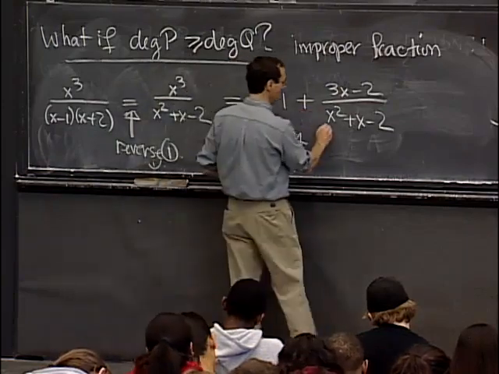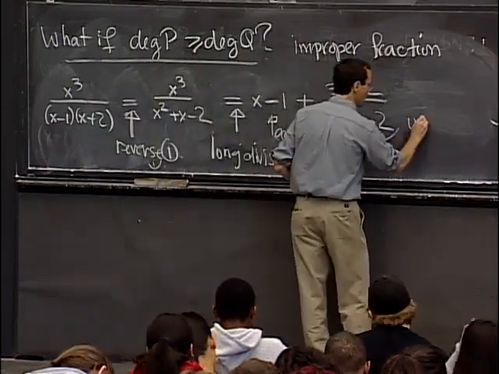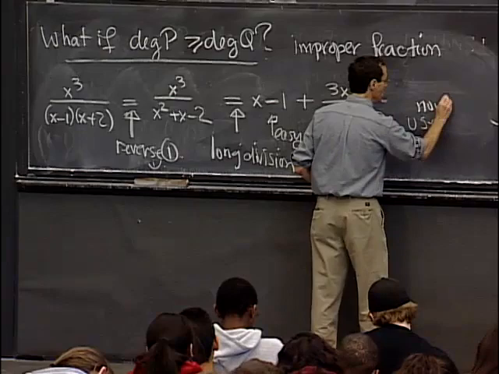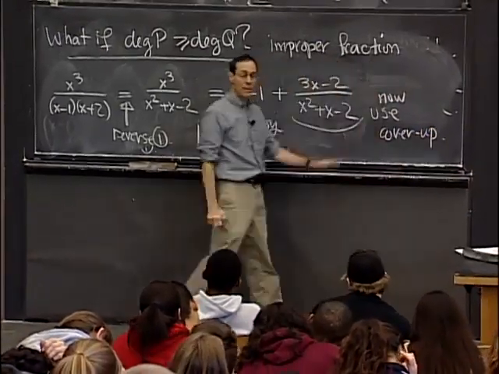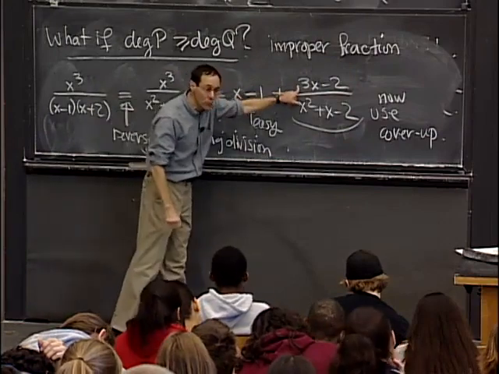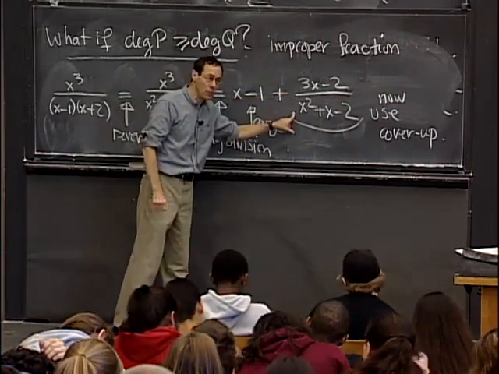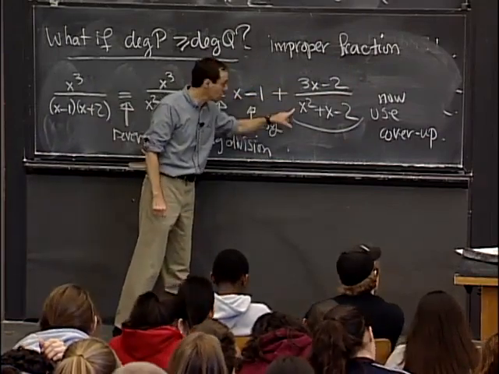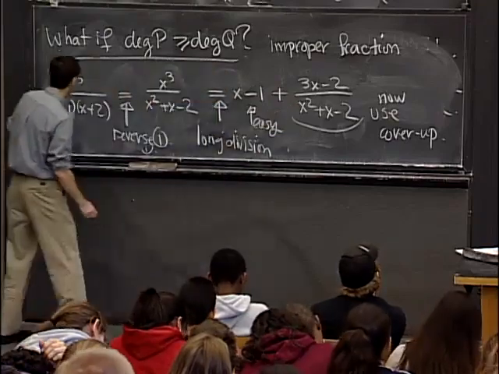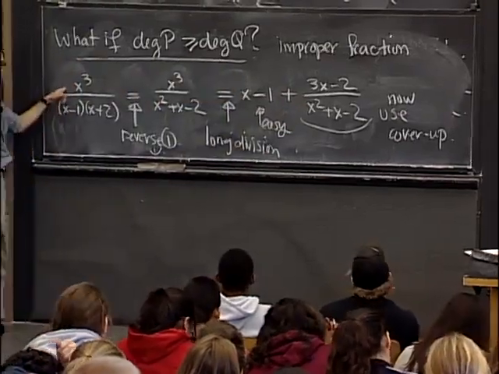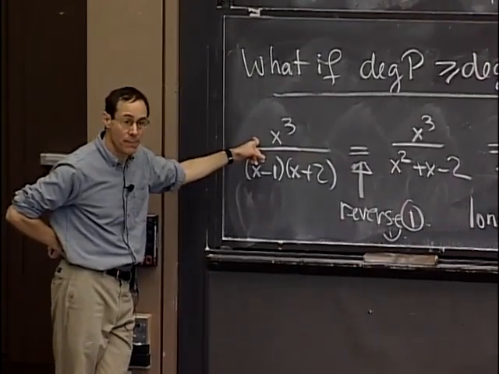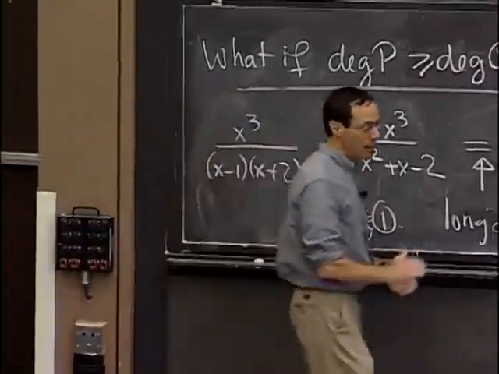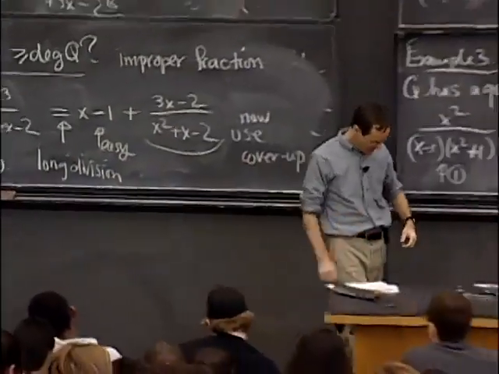And this one, you can use cover-up, the method that we had before, because the degree of the numerator is now below the degree of the denominator. It's now first degree, and this is second degree. What you can't do is use cover-up to start out with here. That will give you the wrong answer. All right, so that's the end for today, and see you next time.